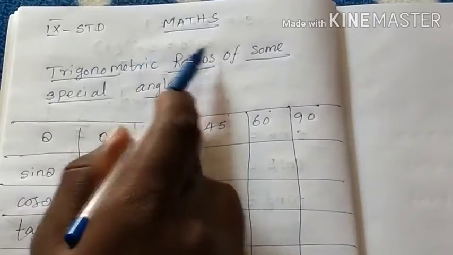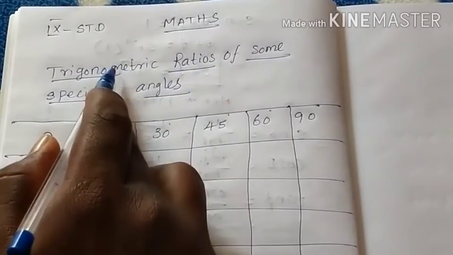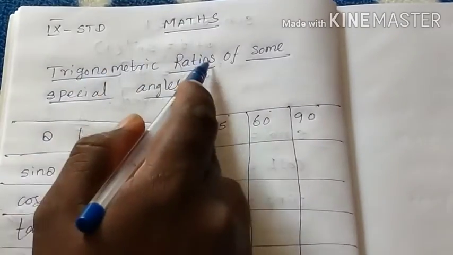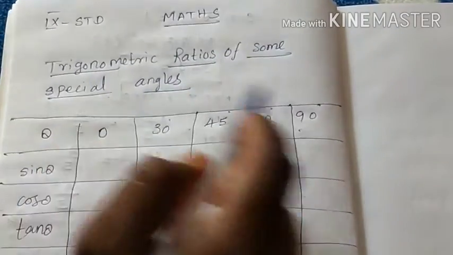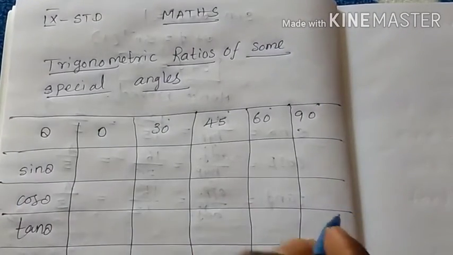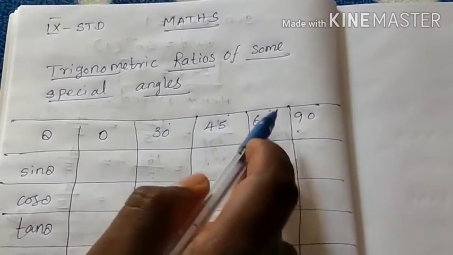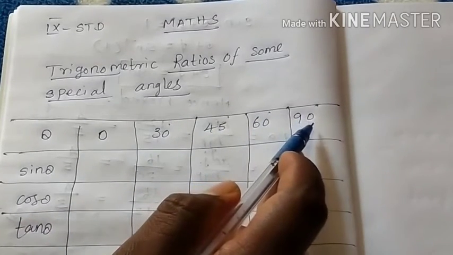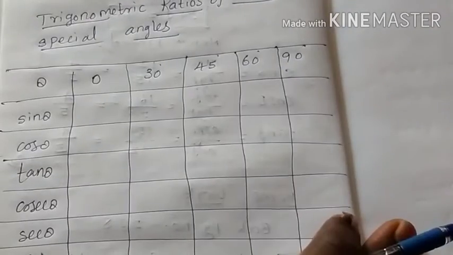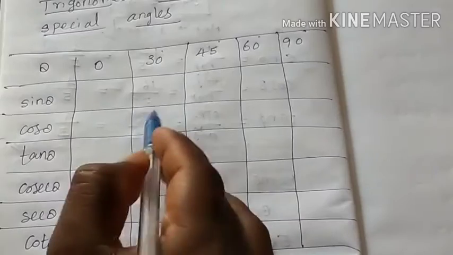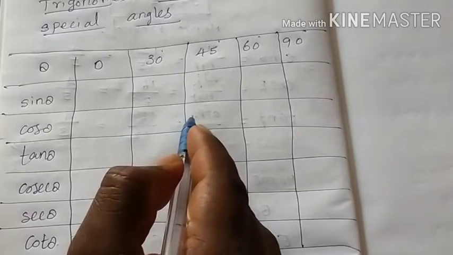In the last class we discussed trigonometric ratios. In this class we are going to see the trigonometric ratios of some special angles. The special angles are 0 degree, 30 degree, 45 degree, 60 degree and 90 degree. Listen carefully. Using the trigonometric table, we can easily find the answers.